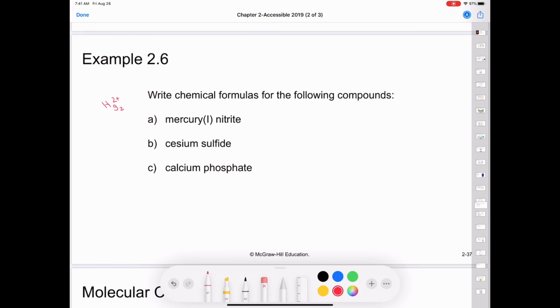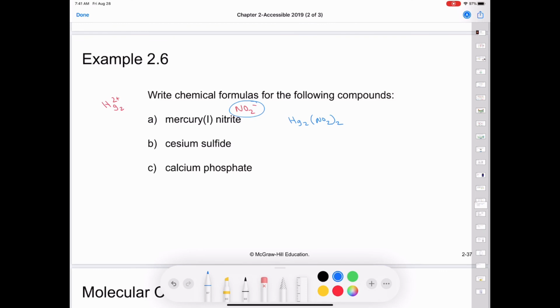So that's mercury 1, and then nitrite is NO2 minus 1. And so I'm going to have to put two of those nitrites together to make my mercury 1 nitrite balance out. And so the formula for this ionic compound would be Hg2. And then since I have two of my polyatomic ion, I have to put an open bracket around the polyatomic ion, and then I put a subscript outside of that, which indicates that I have two of them.